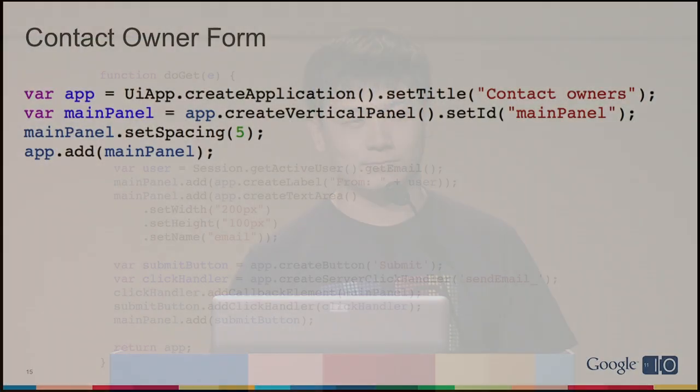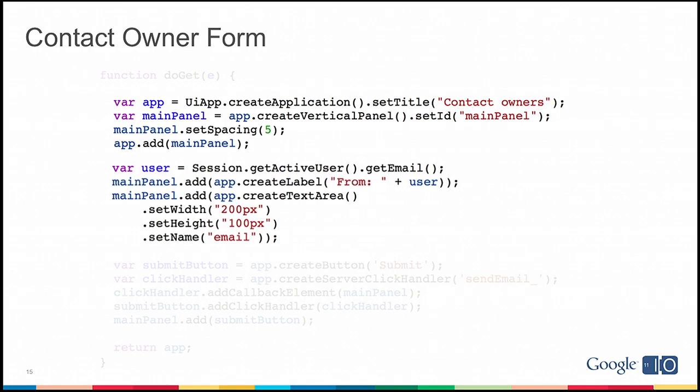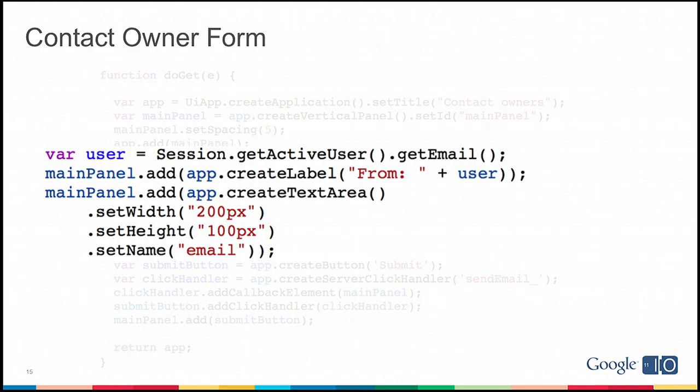We'll set its title to Contact Owners. We'll create a vertical panel that lets you arrange things vertically on the screen. Set its ID to mainPanel, which lets us refer to it later on. Set its spacing, and obviously you can make it arbitrarily beautiful, but we're going to keep things simple here. Then we're going to add it to the app, so pretty basic. Then we're going to call Session.getActiveUser. That gets the user that's currently viewing the form.